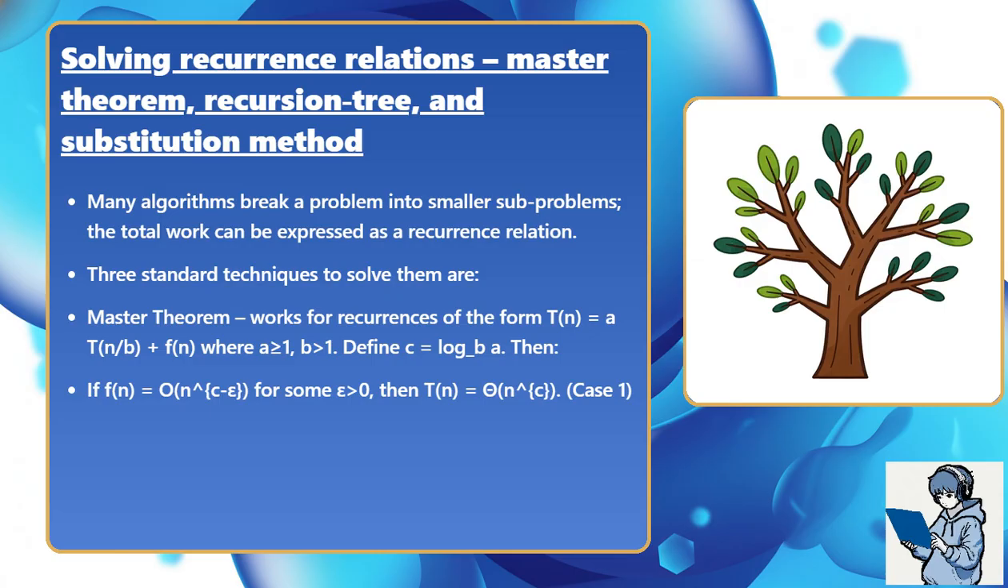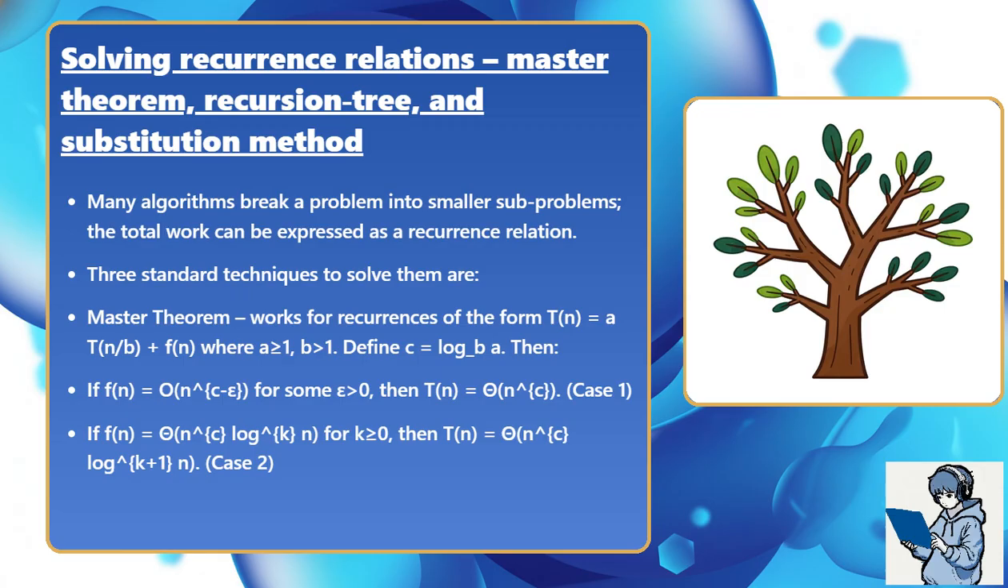If f(n) = O(n^(c-ε)) for some ε > 0, then T(n) = Θ(n^c). Case 1. If f(n) = Θ(n^c log^k n) for k ≥ 0, then T(n) = Θ(n^c log^(k+1) n). Case 2.